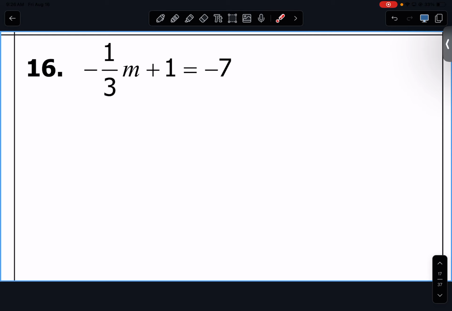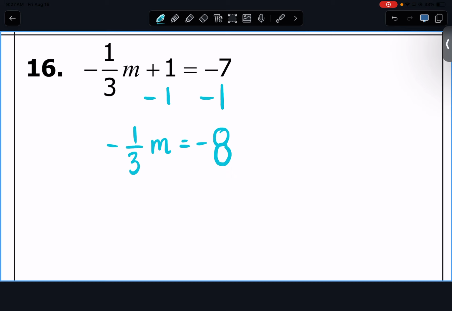16. What do I do to solve 16? What did y'all say? Subtract 1 on both sides. So we get negative 1/3 m equals what? Negative 8. Because we're saying negative 7 minus 1 more. So we're taking away another one from negative 7, which makes us go to negative 8.